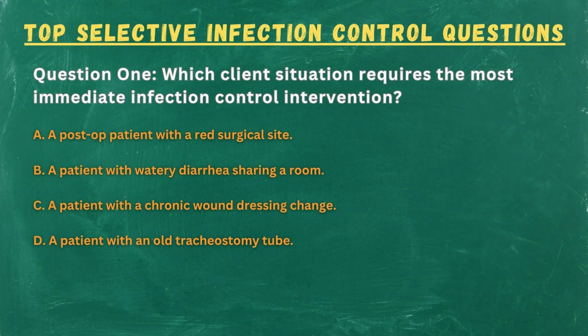Question 1. Which client situation requires the most immediate infection control intervention? A. A post-op patient with a red surgical site. B. A patient with watery diarrhea sharing a room. C. A patient with a chronic wound dressing change. D. A patient with an old tracheostomy tube.